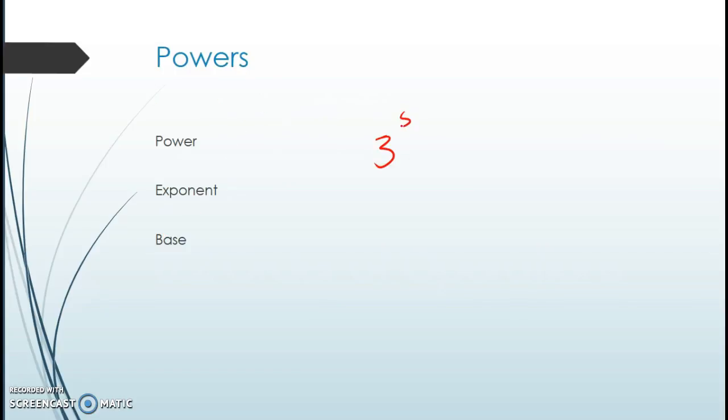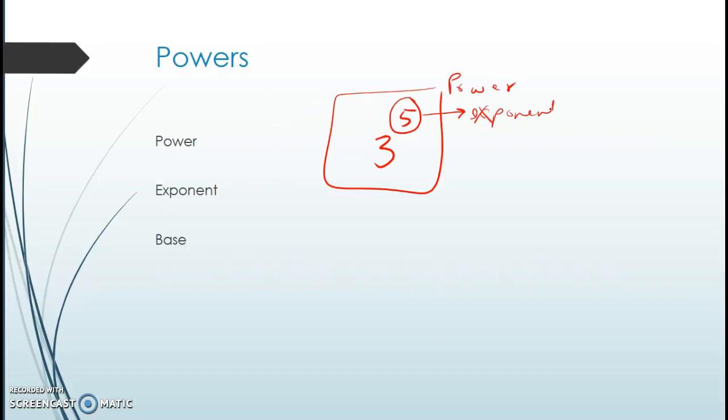And so here's my example of a power. All of this together is a power. 3 to the 5th is a power. Now, the 5 itself, which is part of the power, this is the exponent. It helps if I could spell today, even with it right in front of my face. So this 5 is an exponent, whereas this 3 is our base.